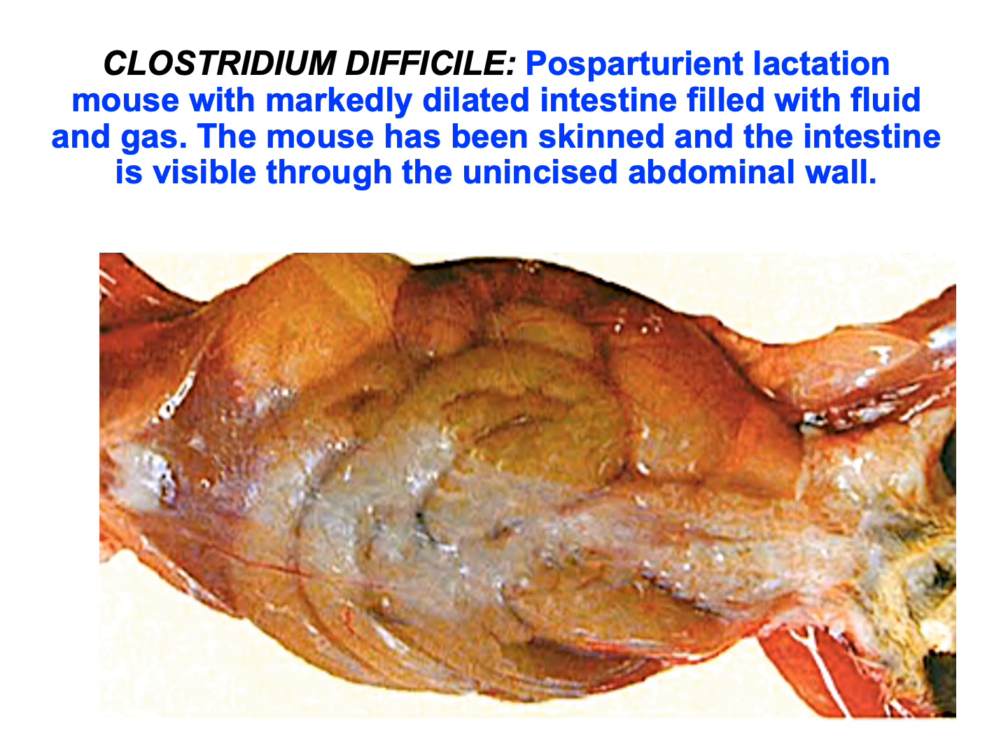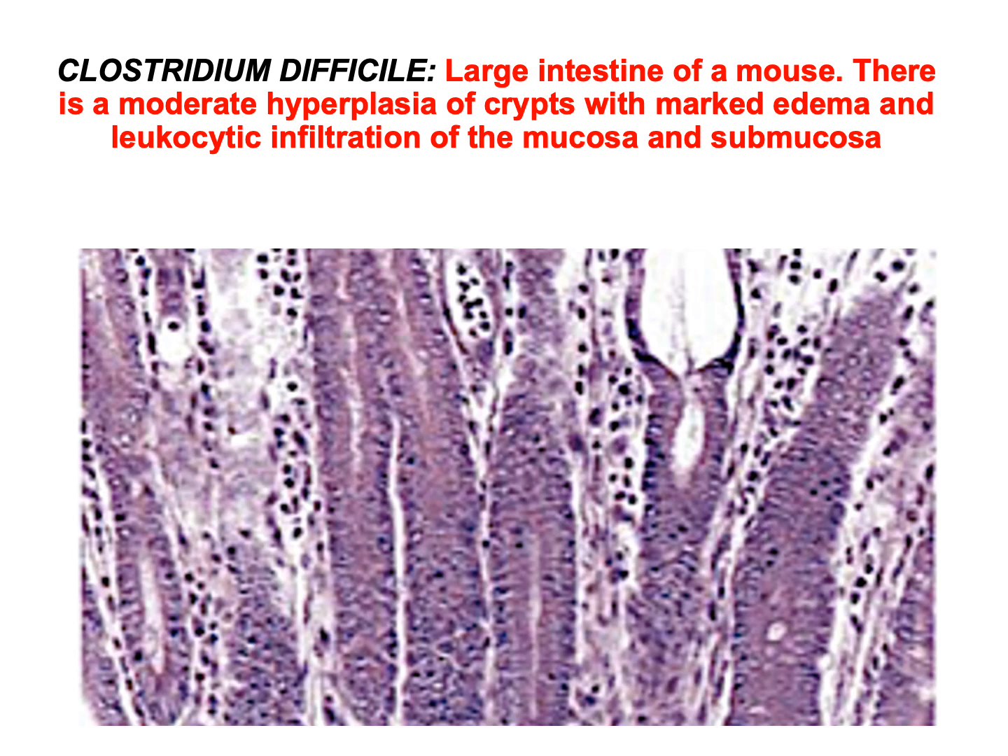And if we see the histology of the Clostridium difficile caused disease, you can see the large intestine of a mouse. There is a moderate hyperplasia of crypts with marked edema and leukocytic infiltration of the mucosa and submucosa of the infected animals. The clinical signs, of course, will be diarrhea and sometimes exicosis and mortality.